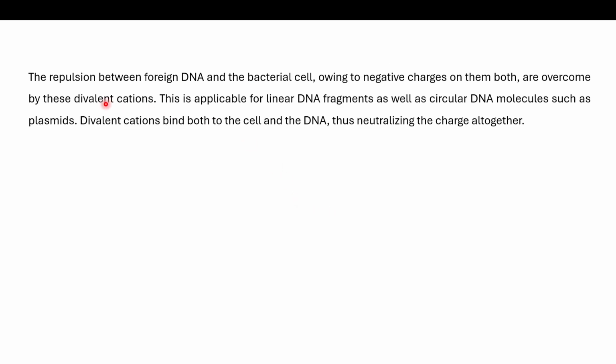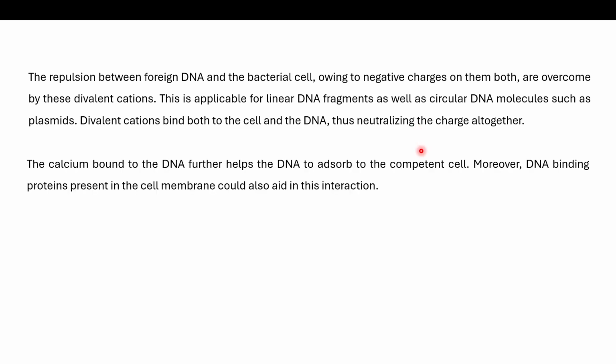Now, what happens is the repulsion between the foreign DNA and the bacterial cell, owing to the negative charges on them both, is overcome by divalent cations: calcium, magnesium, manganese. This is applicable for linear DNA fragments as well as circular DNA molecules, like the plasmids that we were talking about. Divalent cations can bind both to the cell, because of its surface charge properties, as well as to the negatively charged DNA, thereby neutralizing the charge altogether.